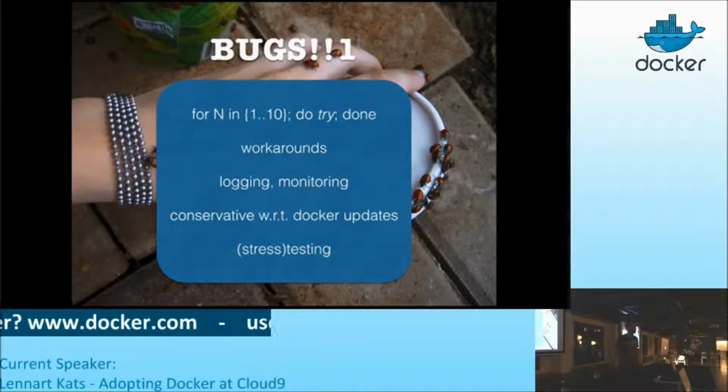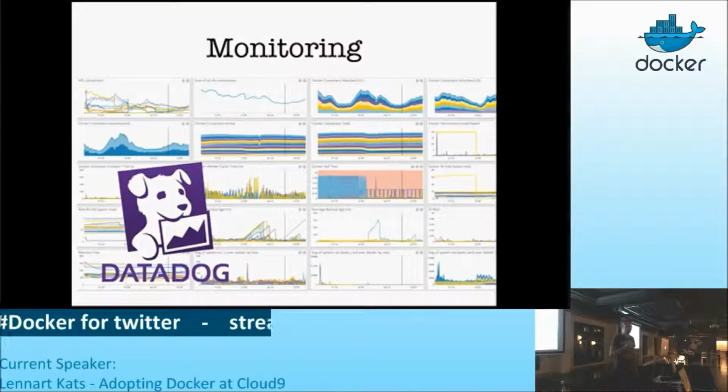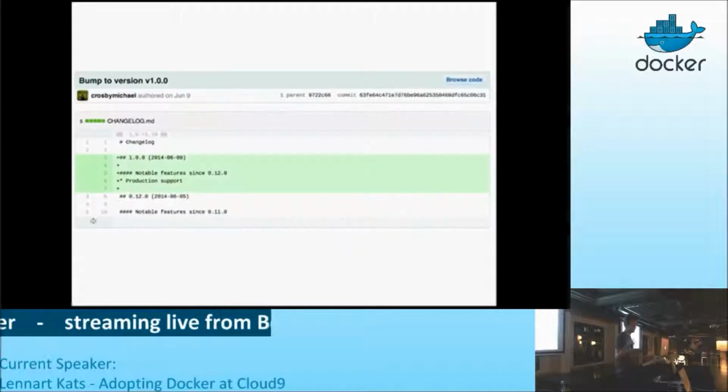But for that, the biggest thing we need, and we're actually doing, is stress testing. Every new Docker version, we do a big stress test, creating these 1,001 containers and see if it goes okay. And we do lots of monitoring of the systems. And Datadog is a very useful system for that, and you get all kinds of nice graphs. Like I said, it got better. Version 1.0 added production support. It's a notable feature.